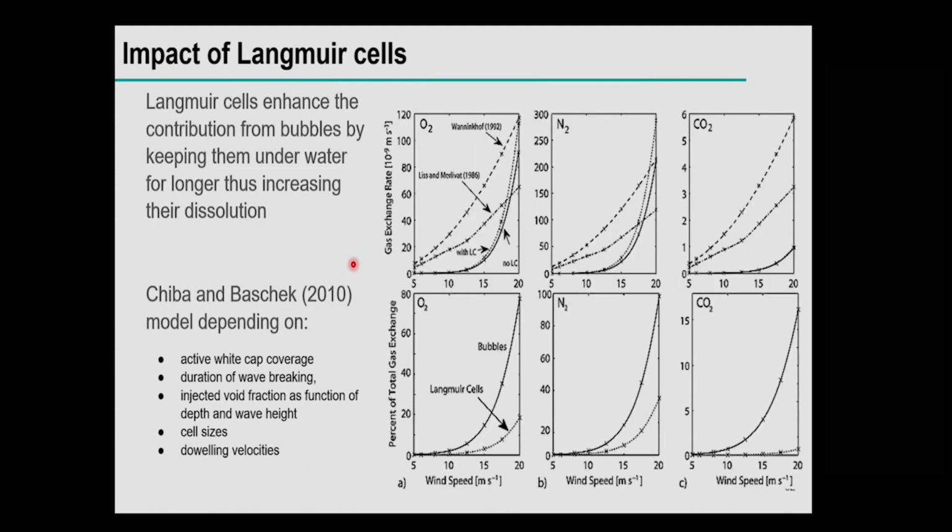So here I'm just going to show you for the different gases, you have the gas exchange rate. The Wanninkhof is the classical gas transfer parameterization that is in the climate models currently, and then you have the model that they proposed with Langmuir and without Langmuir, and so this is the gas exchange rate, and here is the percentage of how important the bubbles and the Langmuir cells are for each of these gases.